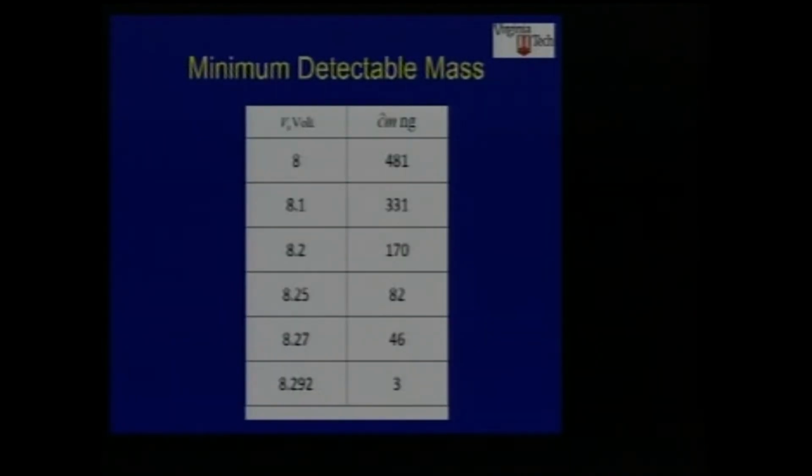Let me give you some numbers for that. If the voltage is set at 8, then the threshold is 481 nanograms. If you come closer to pull-in, then it goes down to 331. Go to 8.2, 170. You can get here 8.2 something, and then you might even get way, way down, as I'll show you in the experiment.